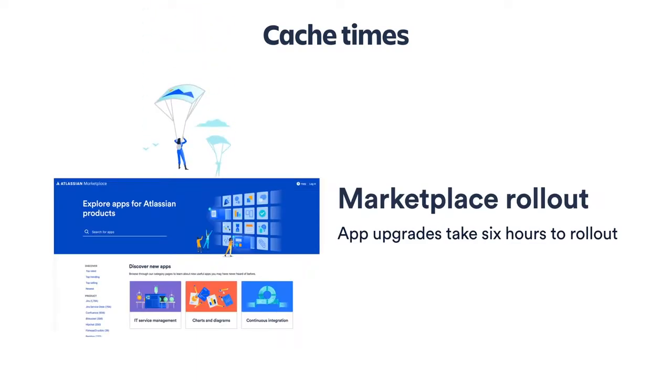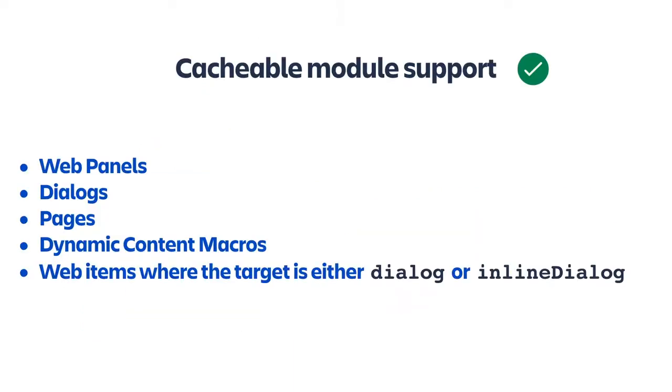For Connect apps, however, app iframe URLs are defined in the app descriptor, so this requires the version in Atlassian Marketplace to be updated. The problem is that app updates in Marketplace take about 6 hours to roll out, so you need to be careful what resources you set long cache times to. With the app shell architecture, the shell of the application changes rarely, yet still provides the initial rendering, so you're probably safe to set a long cache time on the app shell. Currently, these modules can be declared as being cacheable.